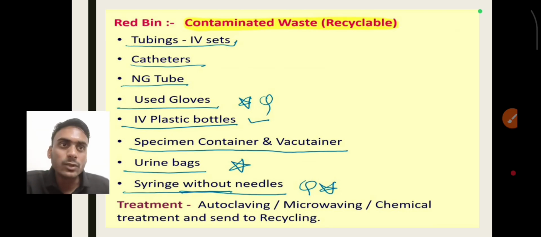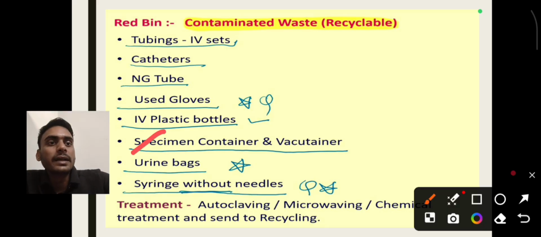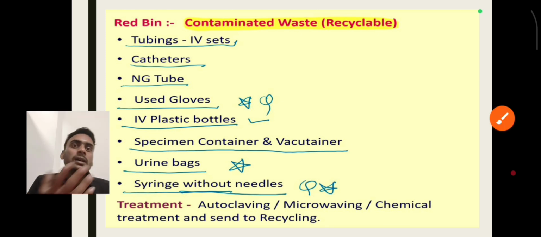Contaminated recyclable waste, like tubing and all the plastic things, we place in the red bin. That means tubing, IV sets, catheters, NG tubes, used gloves, IV plastic, specimen containers, vacuum bottles, urine bags, or syringes without needles. All these things you have to place in the red bin.